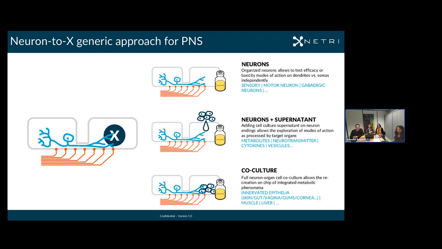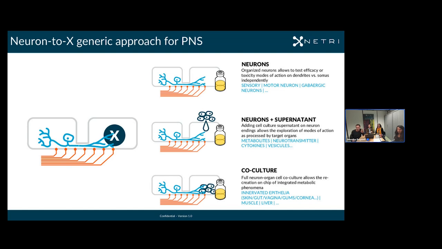So our generic approach to PNS is that if you culture neurons on one side, you can put on the other side stimuli that will get encoded by your neurons. Because if you have electrophysiology, you can effectively digitally encode the information that is already digitally produced by neurons, and you can do so with neurons alone. That can bring you a great deal.